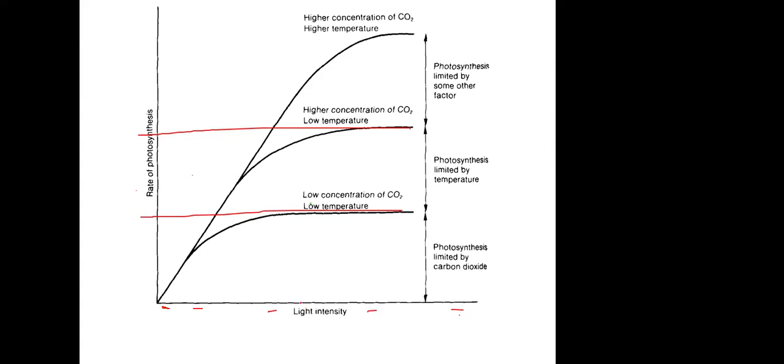We have increased the light intensity, but the rate of photosynthesis has remained constant simply because the carbon dioxide concentration is low. When we raise the carbon dioxide concentration, you see that there is this increment. And then when we increase the temperature to here, you see that there is that increment. So that is what is very important when you're discussing such things.